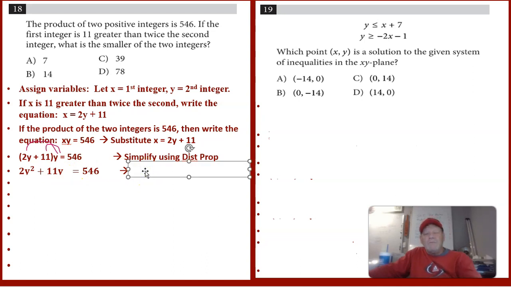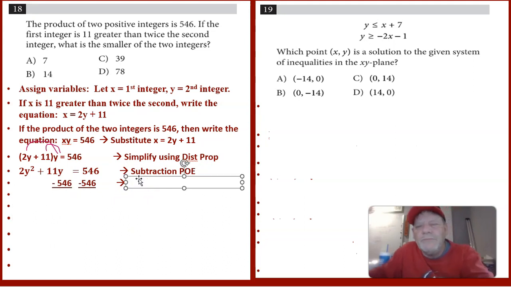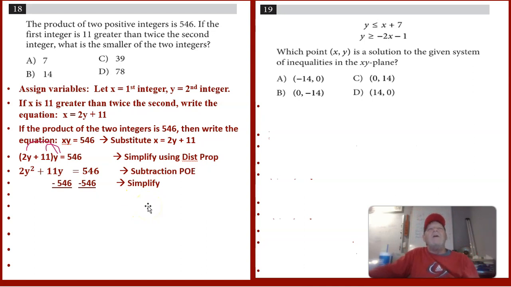Now what do I need to do? Well, I'm going to use the subtraction POE, which means property of equality, which means I'm going to subtract the same number from both sides, which is 546. And simplify it. So why do I do that? Because I need to get a quadratic equaling 0 so I can use the zero multiplication property rule. So this crosses out over here and gives me a 0 on the right. And I can't combine like terms, so I just write 2y squared plus 11y minus 546 equals 0.